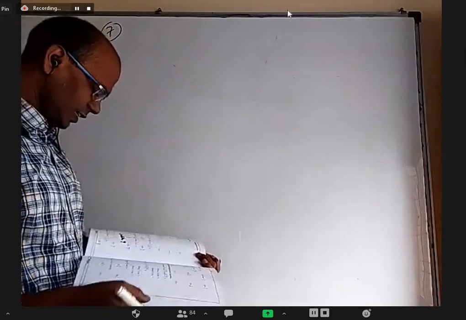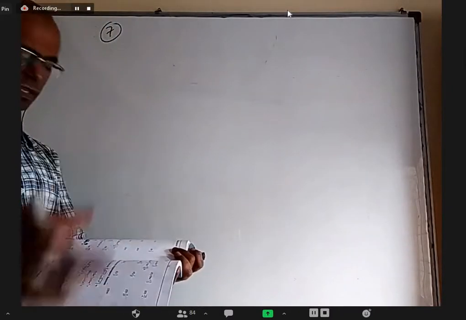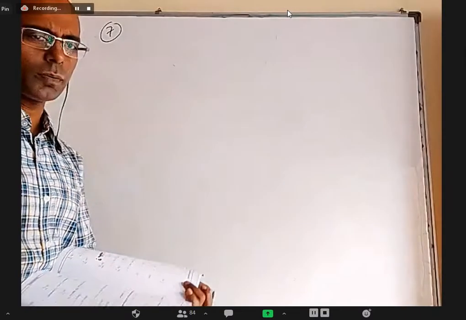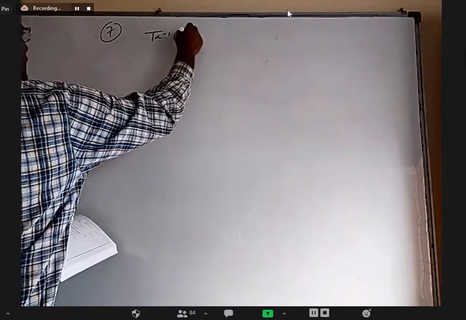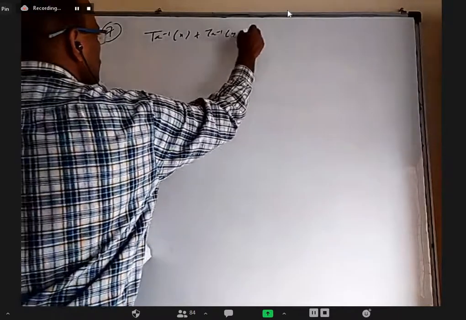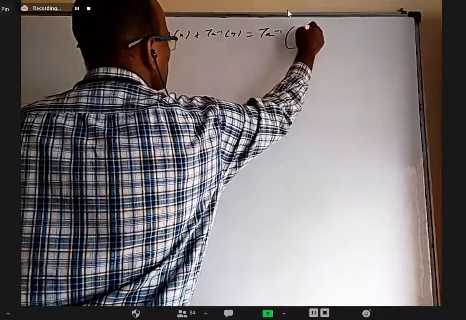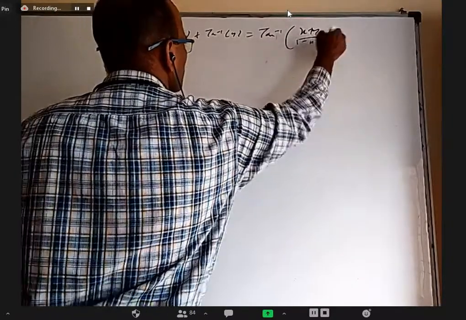Okay, seventh, they said C is a right angle and they gave tan inverse something plus tan inverse. I'll use the tan inverse x plus tan inverse y formula as tan inverse of x plus y by 1 minus xy. We know this formula, tan inverse x plus tan inverse y is tan inverse of x plus y by 1 minus xy.